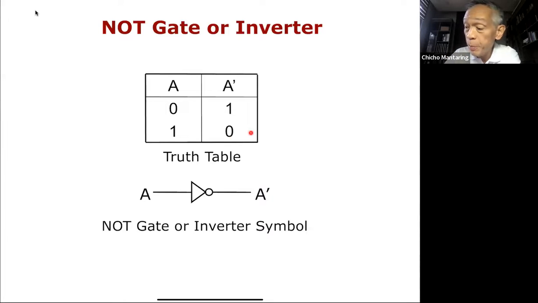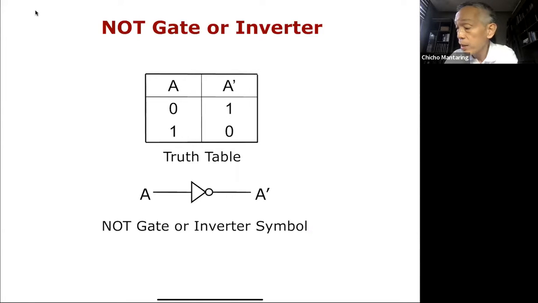So this is the truth table for your NOT. If your input is 0, your output is 1. If your input is 1, your output is 0. And this is the circuit symbol for a NOT gate.